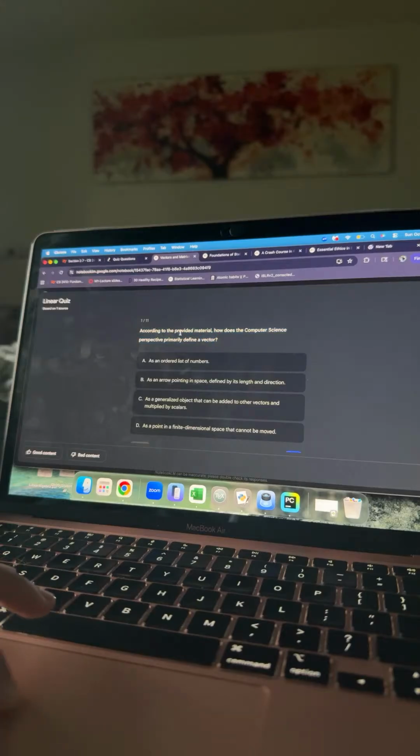According to the provided material, how does the computer science perspective primarily define a vector?